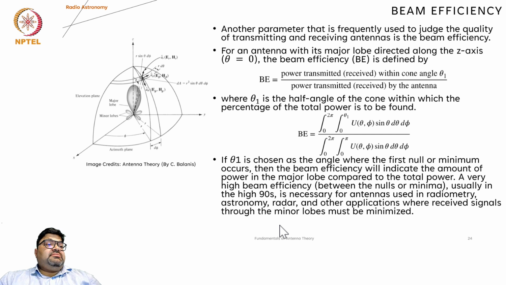Another term is called beam efficiency. This is the ratio of the power transmitted or received within a cone angle of theta 1 divided by the power transmitted or received by the antenna totally. That gives the beam efficiency along a particular direction or throughout the main major lobe or primary lobe.